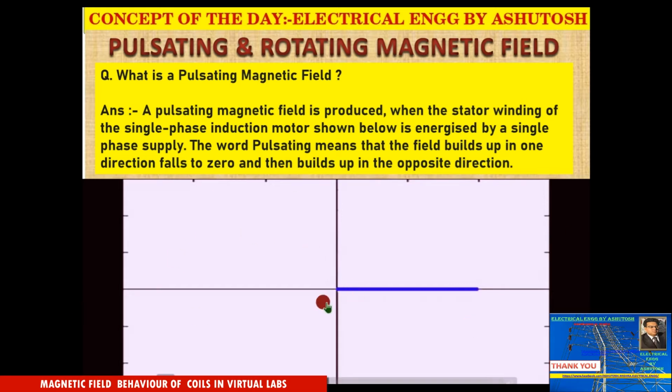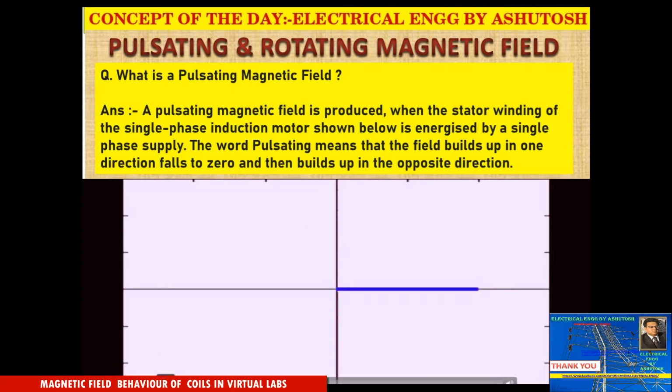You can see what is pulsating magnetic field, and this is related to single phase winding. So when single phase winding is provided with single phase supply, then pulsating magnetic field is created. That is called pulsating magnetic field or alternating magnetic field, not the rotating magnetic field.